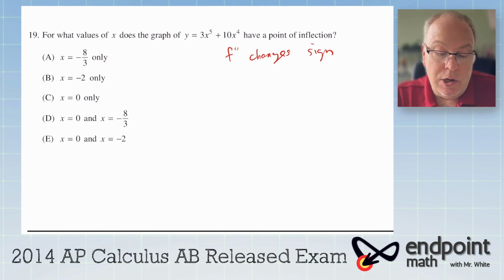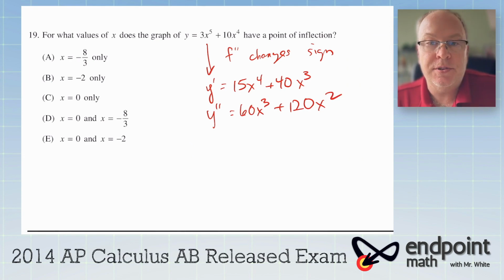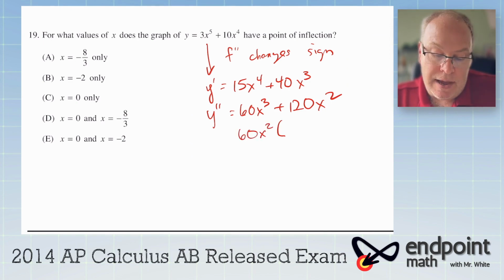So we've got to find the second derivative, so let's do that. The first derivative would be 15x to the fourth plus 40x to the third. The second derivative is 60x to the third plus 120x squared. You know, this is the no calculator section, so you kind of hope that the numbers are going to work out nicely. You now factor it. 60x squared gets factored out. That leaves x plus 2.